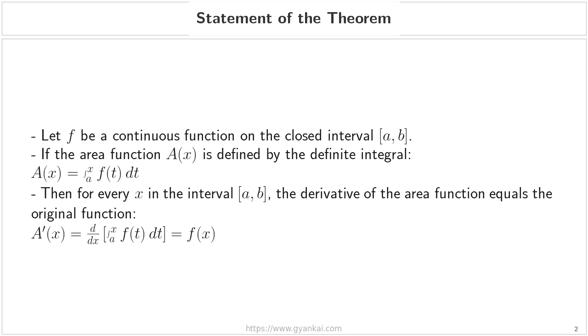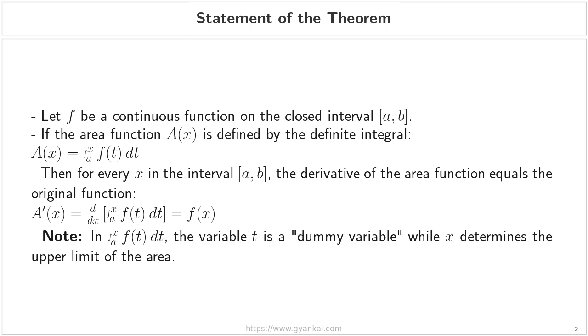Now here's the core of the theorem. It states that for any value of x within that interval from a to b, the derivative of this area function, A prime of x, is equal to the original function f evaluated at x. Mathematically, this is expressed as the derivative with respect to x of the integral from a to x of f of t with respect to t is equal to f of x. Essentially, this means if you integrate a continuous function and then differentiate it, you get back the original function. This beautifully demonstrates the inverse relationship between differentiation and integration, which is what we hinted at on the first slide.